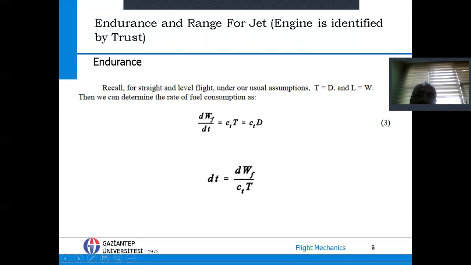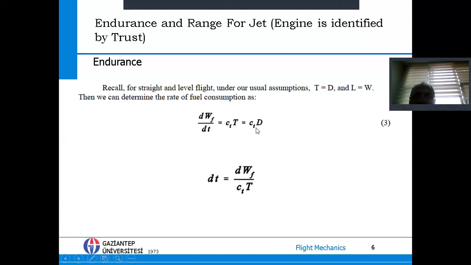this is the fuel rate, or fuel flow. But of course, W means weight. I need to use weight instead of mass, okay? So equal to CT into T, thrust. So of course I can replace thrust by drag. Then I have dWF over dt equal to CT into D.